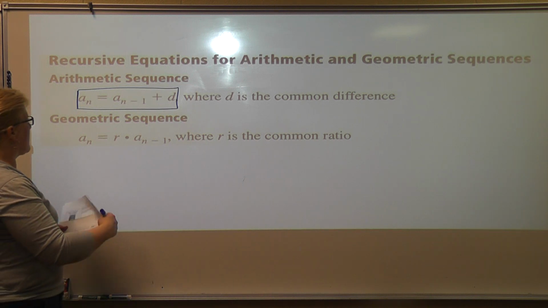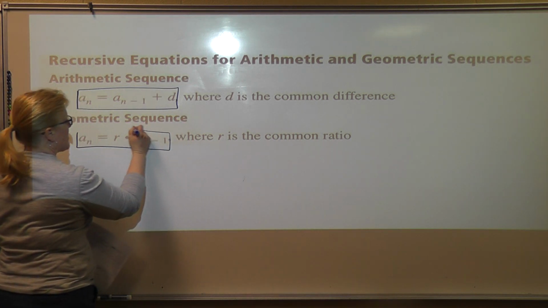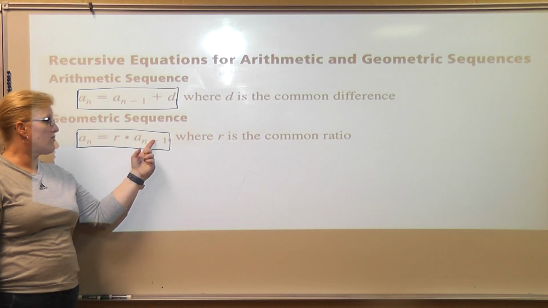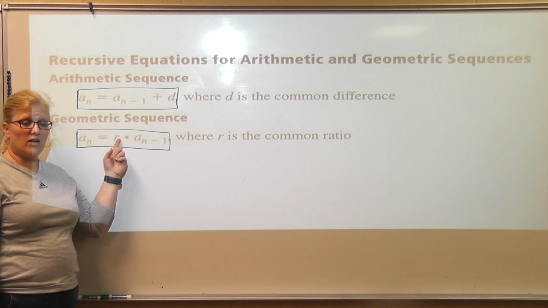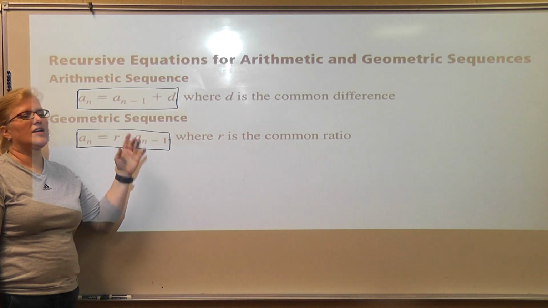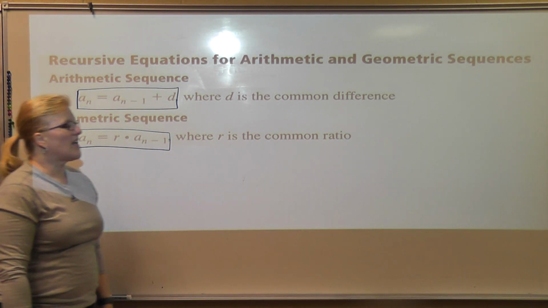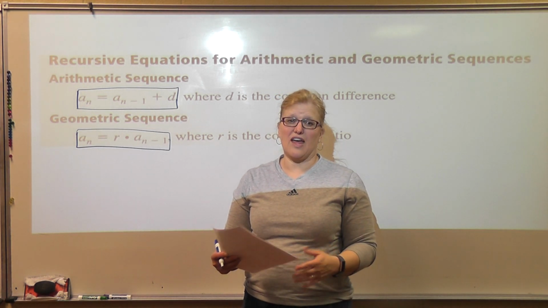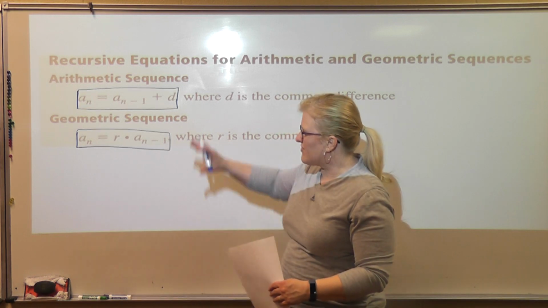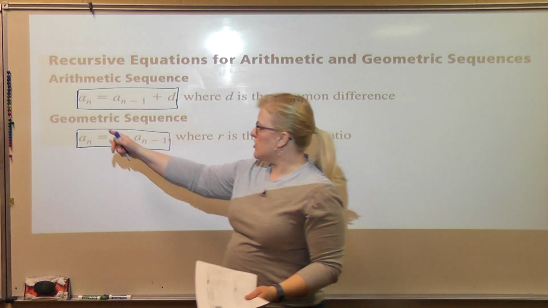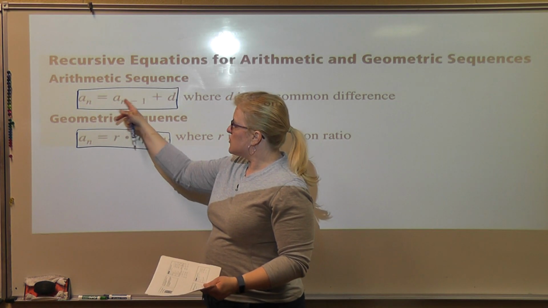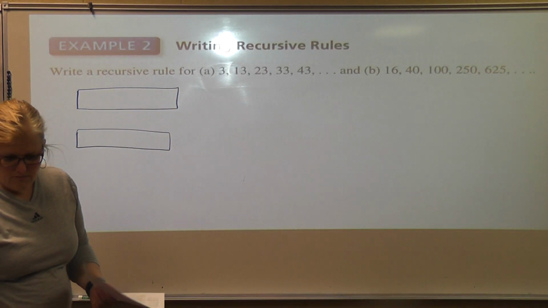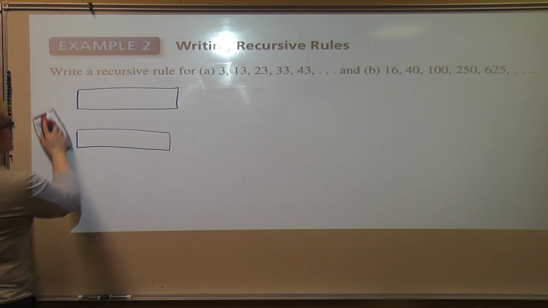Okay? And so this one, the geometric, same thing. I'm taking the term before the one I'm looking for, multiplying it by the ratio. Then I take that one and multiply it by the ratio. And then I take the next one and multiply it by the ratio. So I think these are actually, in a way, a little easier than the explicit ones. They look complicated, but remember, you've only got 3 pieces. 1, 2, 3, 1, 2, 3. All right. So, write a recursive rule for these.